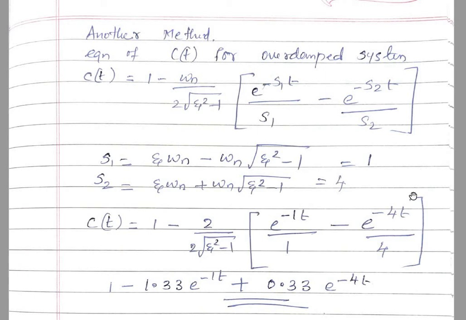In the given question, for b equal to 4 and b equal to 5, we have determined the type of system as critically damped and over damped respectively, with the values of zeta as 1 and 1.25. Also, we have got the expression for the output response of the two systems.